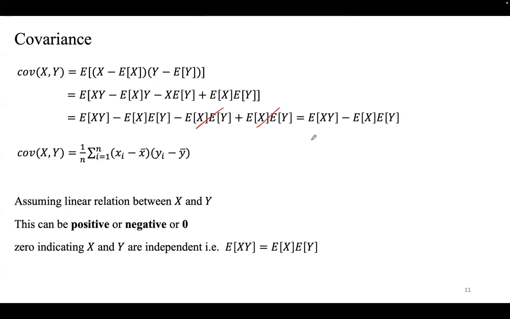Now, just to double check if this is the right formula, instead of y, you write x. So it's going to be expectation of x square minus expectation of x, expectation of x. So you get the same value. So covariance of x comma x is actually variance of x. You're comparing x with itself, right? So comparing x with itself gives you variance. Comparing x with y gives you covariance.